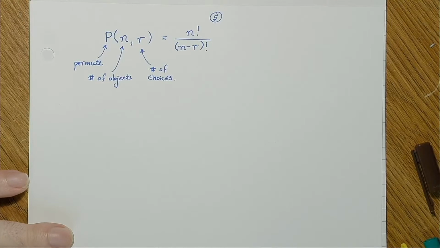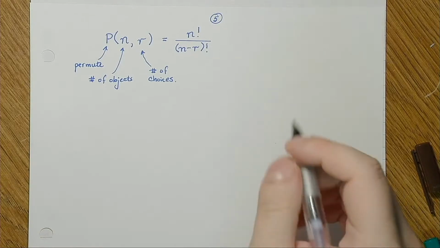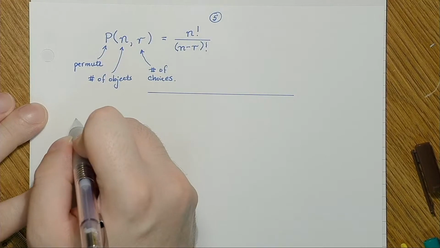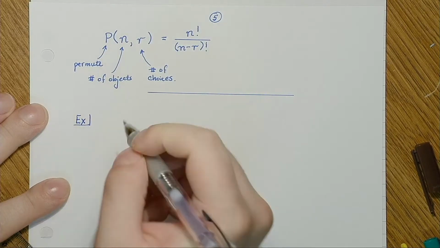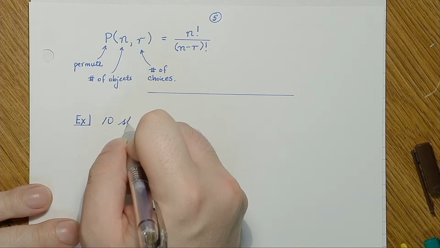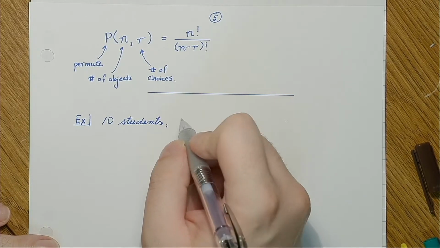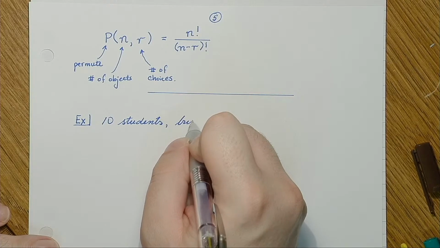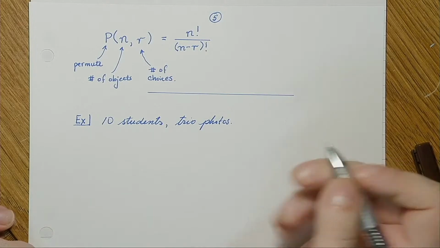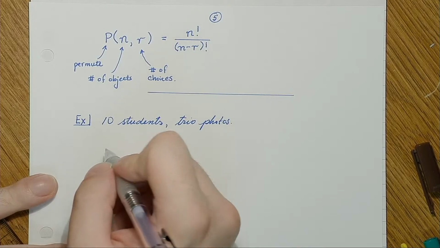Okay, so you might have thought that was a bit ridiculous to be writing it for such a very small example. But if we ramp this up a little bit, let's say I had 10 students, and we're going to have them in trios for photos. So that means that they're in groups of 3. How many photos are possible?